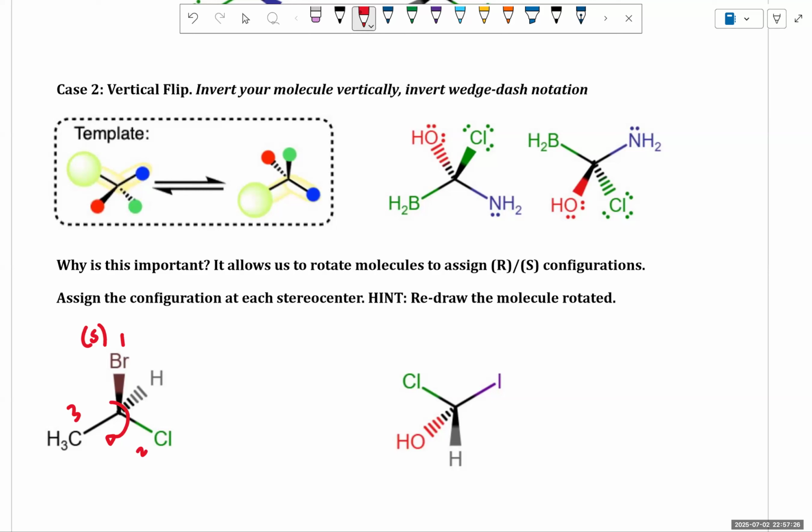So take a few moments, make a model of this compound, and try to assign the configuration by rotating your molecule to place the lowest priority substituent, which is often hydrogen, in the back. So pause the video, work through this example, and then we'll discuss.